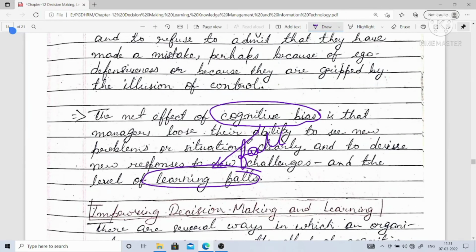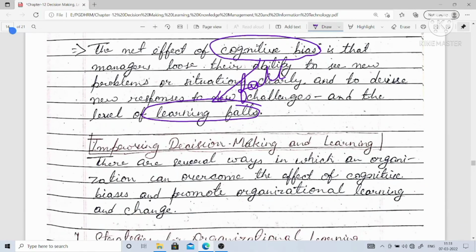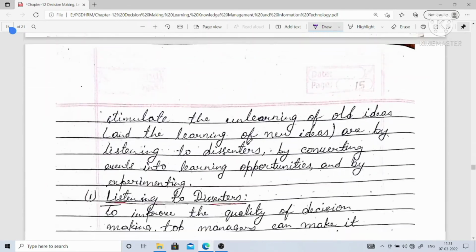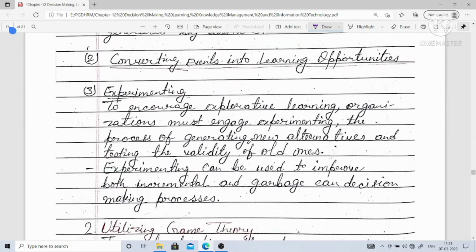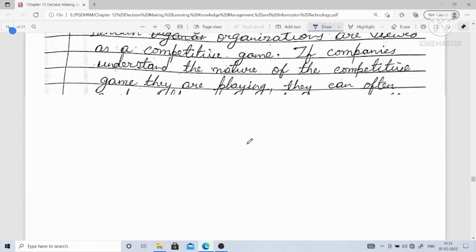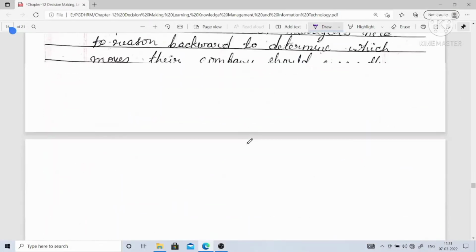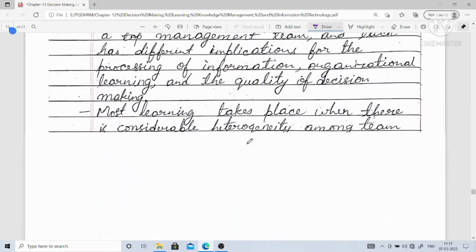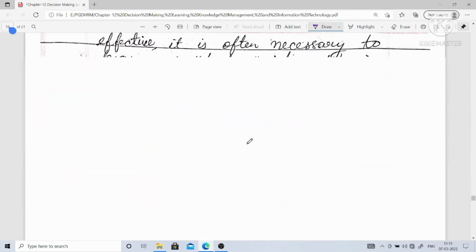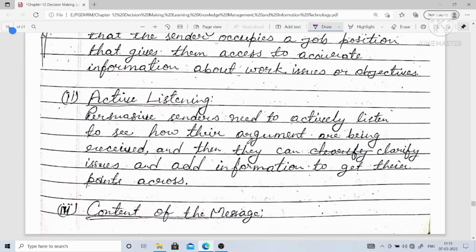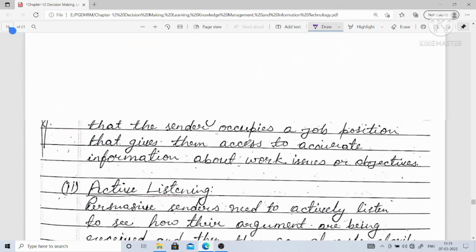So what is next given? Improving decision making and learning. Let me check how much time is left. If it will be less, then I will cover it in this one only, or otherwise I will move on. I think I should do this one in the next one.